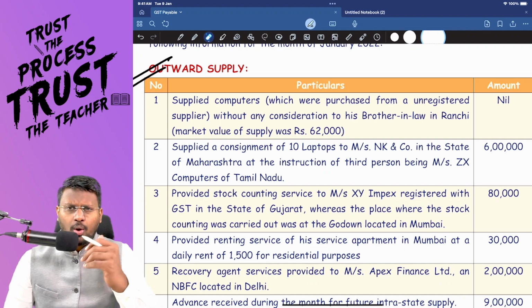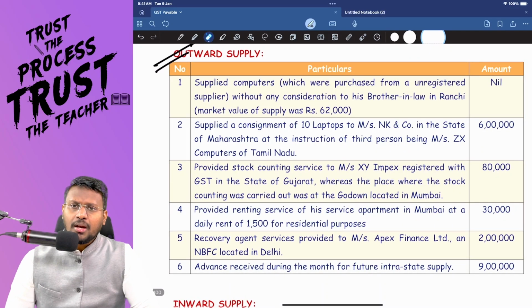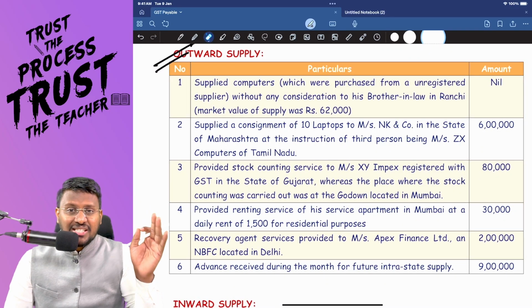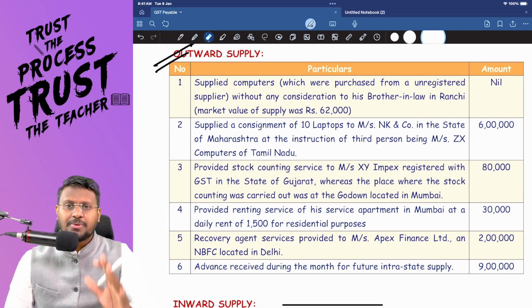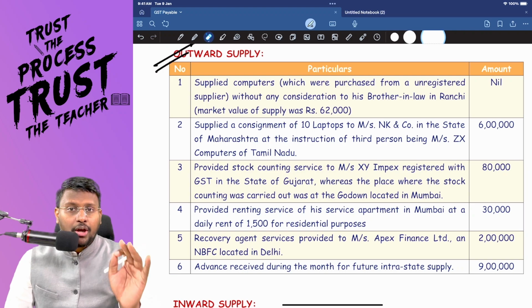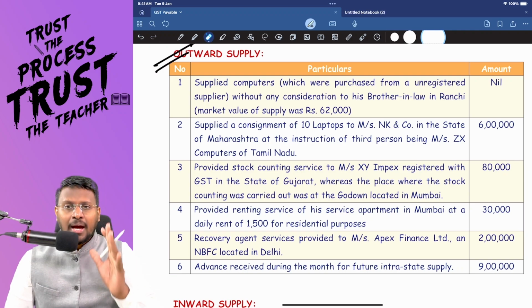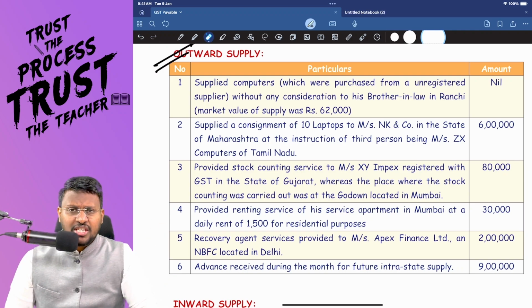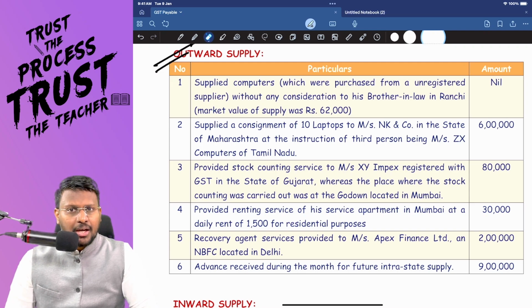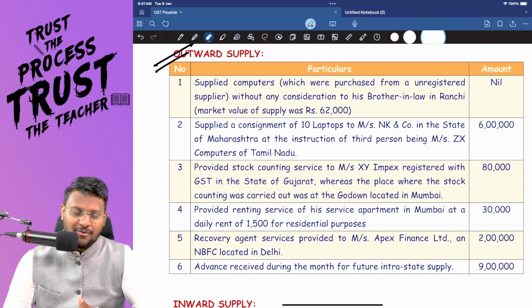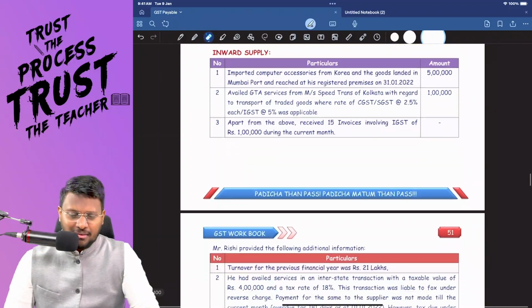We know there is a definition of related person. Related person definition is classified into 2 categories: based upon relationship, based upon control. Based upon relationship: officers or directors of one another's business, legally recognized partner, employer and employee, members of the same family, and the sole agent, sole distributor, and sole concessionaire of the other. You tell me, is brother-in-law a member of the same family or other than a member of the same family? Same family. So he is not a related person.